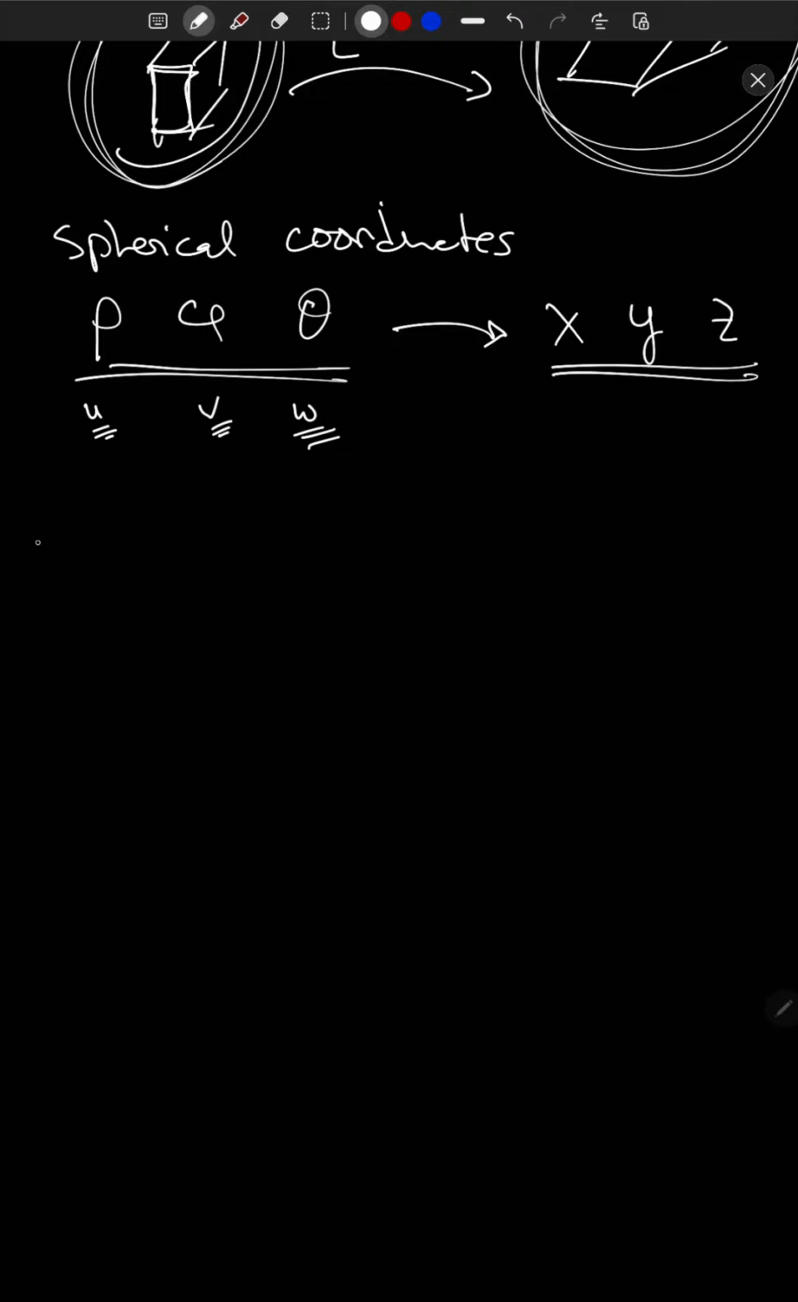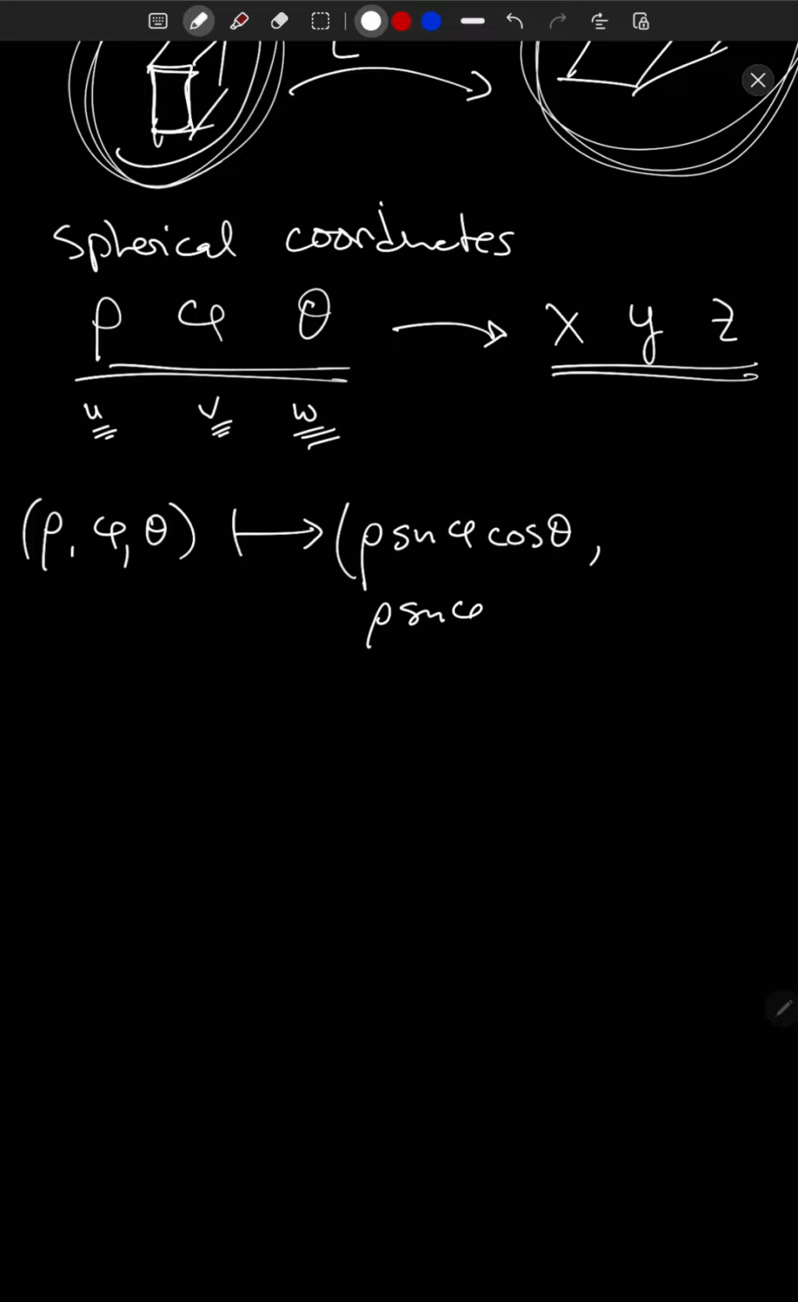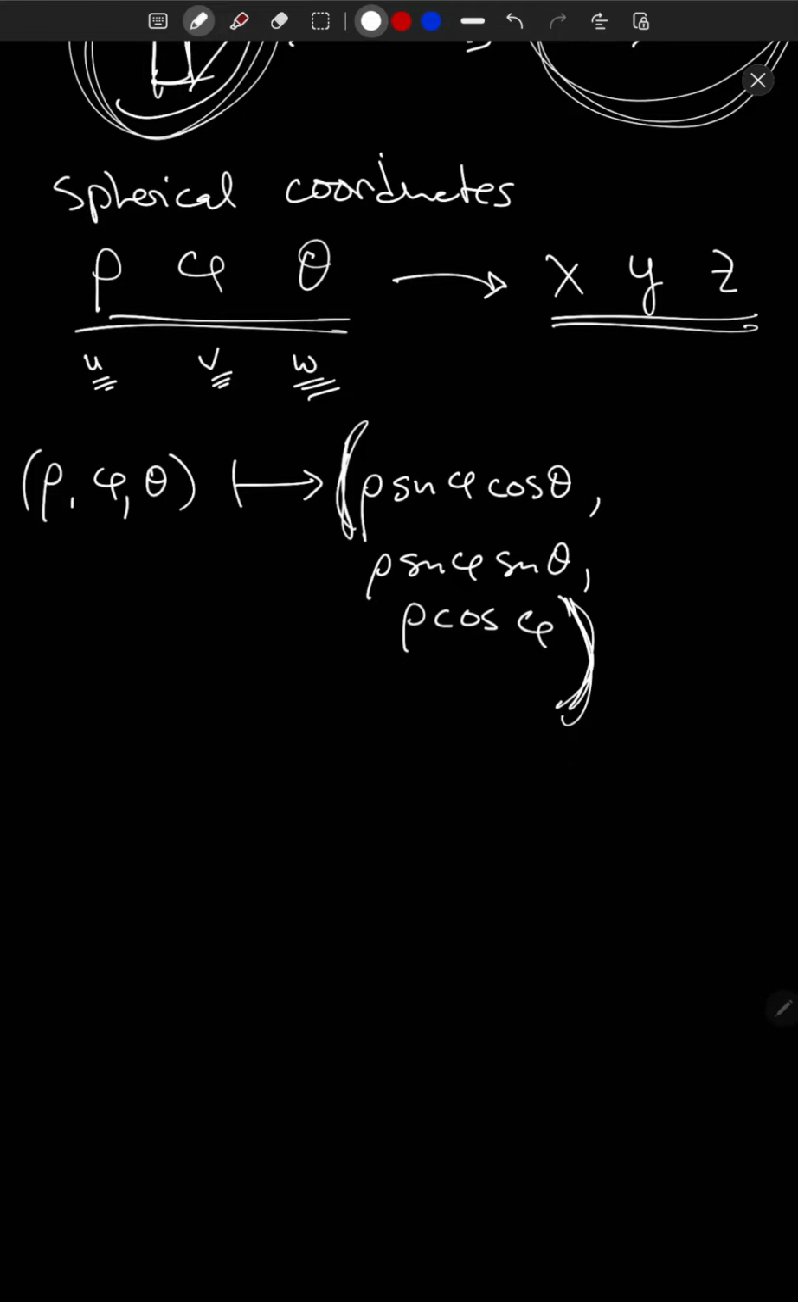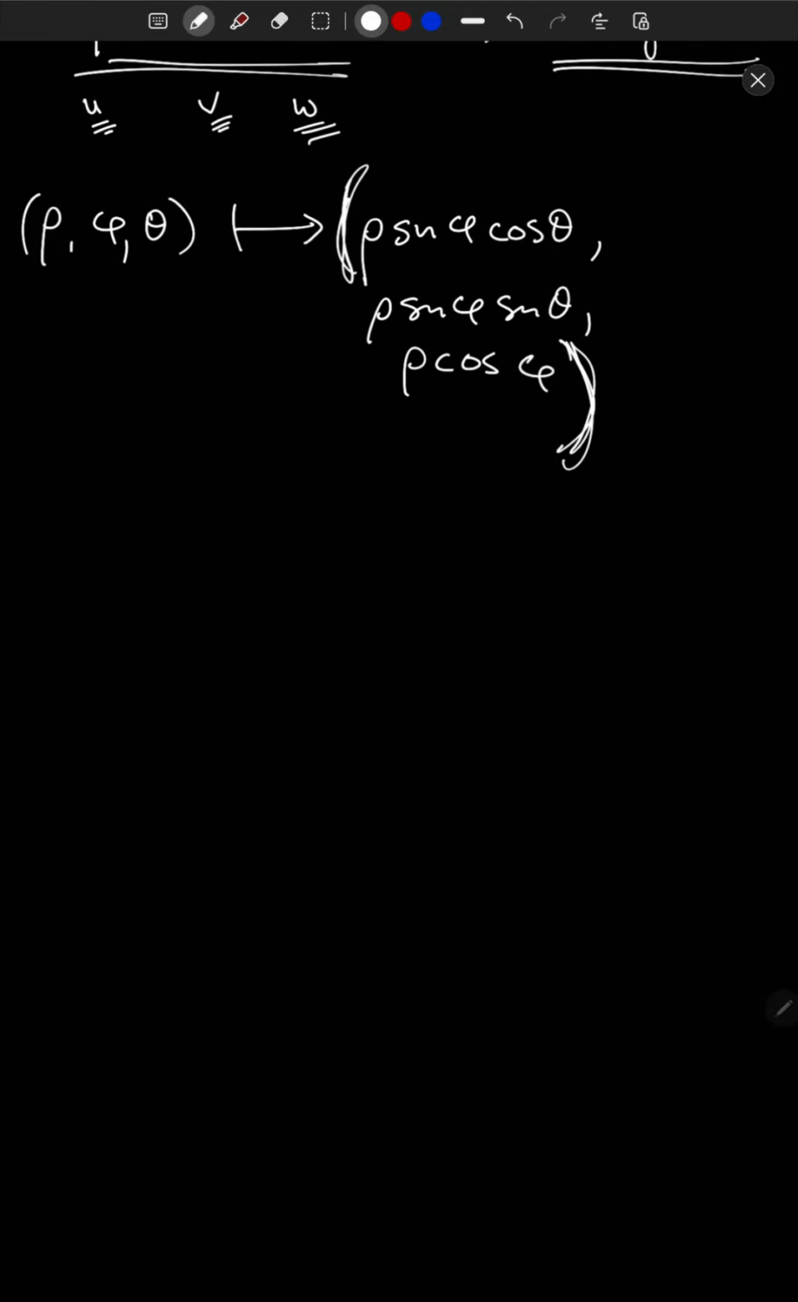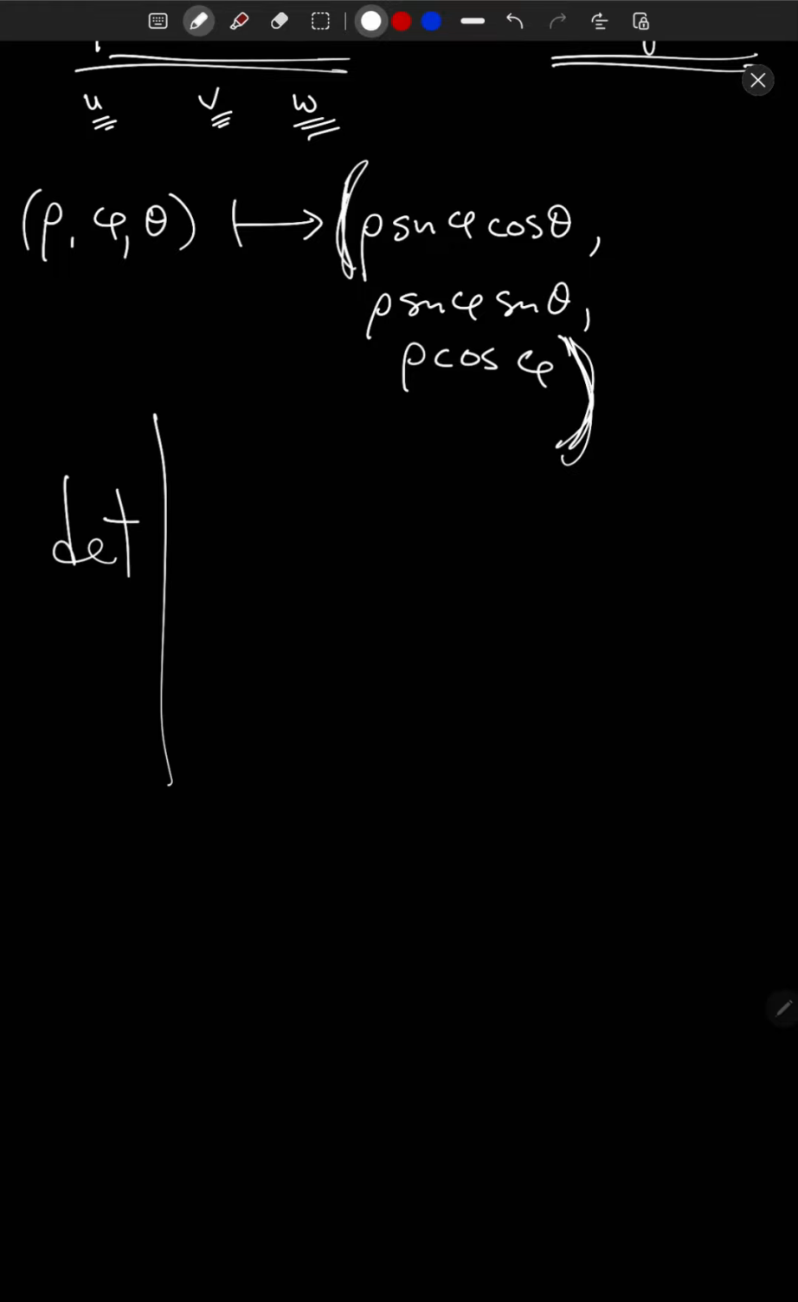So in this situation, your mapping would be (rho, phi, theta) goes to (x, y, z), and this is just a conversion: x equals what in terms of rho, phi, theta, y equals what in terms of rho, phi, theta, and z equals what in terms of rho, phi, theta. So this is rho sine phi cosine theta, comma, rho sine phi sine theta, comma, and then rho cos phi. This is just our conversion from xyz to spherical coordinates. And so my conversion factor is going to be the determinant of, let's see.